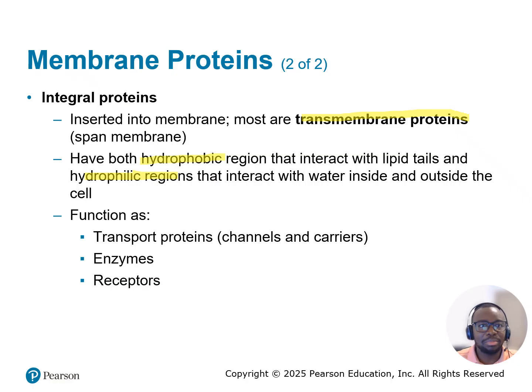Some integral membrane proteins are involved in transport, forming channels and pores. Others act as carriers that bind to a substance and move it across the membrane. Other transmembrane proteins act as enzymes, while others act as receptors.